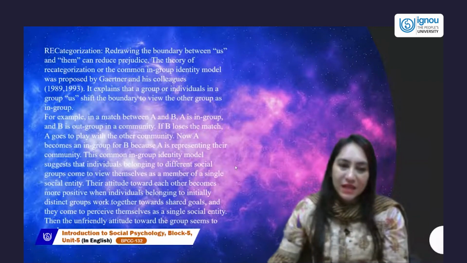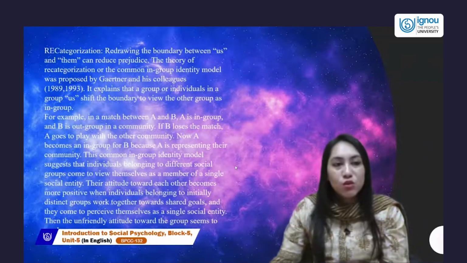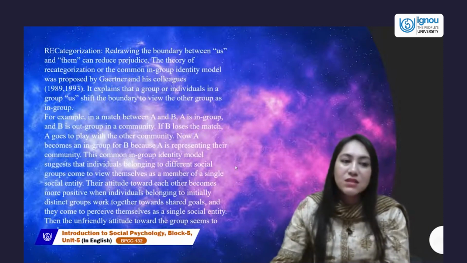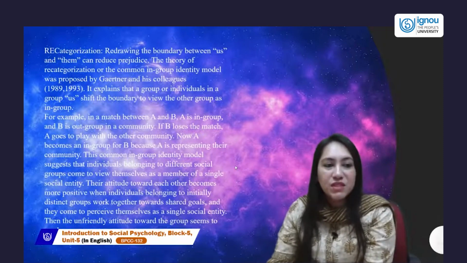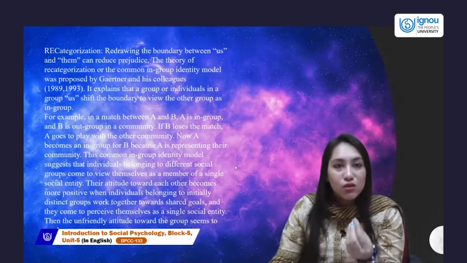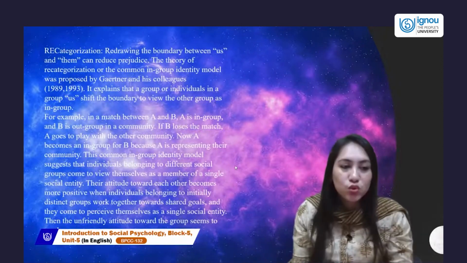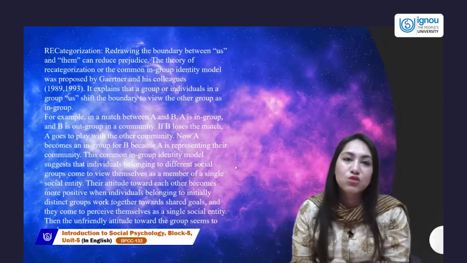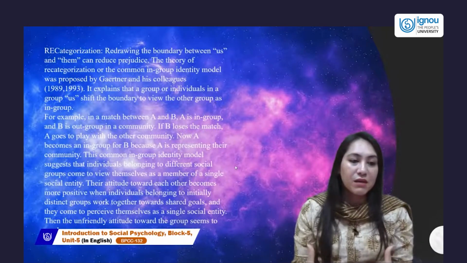There's a match between group A and B. A is the in-group and B is the out-group, which is in the community. If B loses the match, A goes to play with another community. Now A becomes the in-group, and for B, A is representing their community. The common in-group identity model suggests that individuals belonging to different social groups come to view themselves as members of a single social identity. So their attitude towards each other becomes more positive.